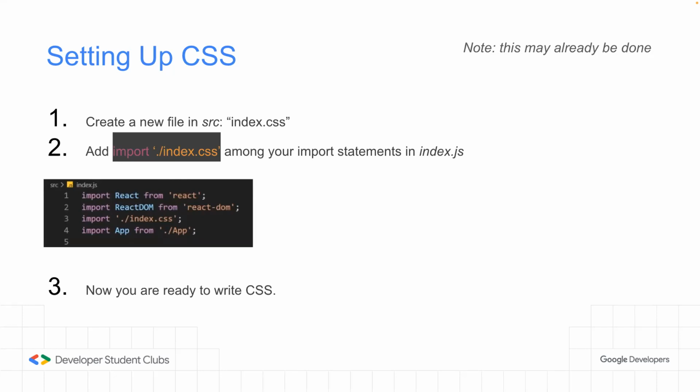Oh yeah, if there is no index.css already created, then go ahead and create that file in your SRC folder. And then in index.js, you're going to want to import that. And that's where we're going to be writing actual CSS.